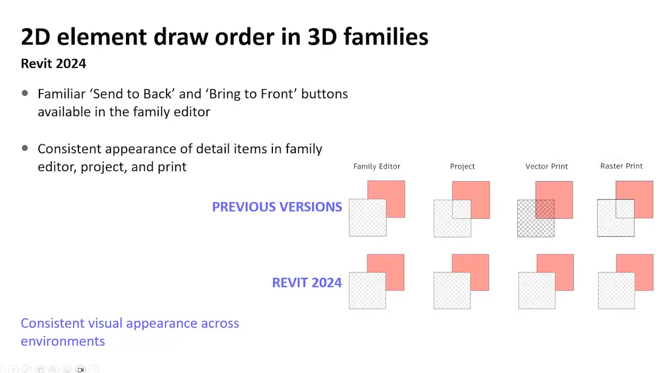This is kind of wild. In previous versions, the way 2D elements were displayed in the family editor projects and printed on PDFs was inconsistent. As a Bluebeam partner, we've seen combinations of issues getting to PDF. So our draw order controls the 2D elements that are now available in the family editor for family categories. Previously, draw order controls were only available when working with detail annotation or profile families. So bottom line, we're going to get consistent visual appearance across environments with 2024.